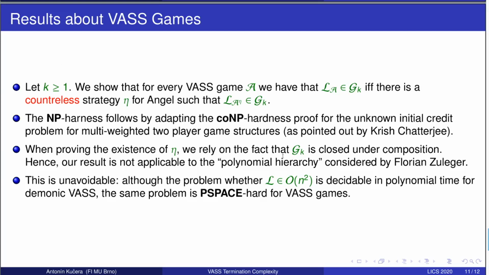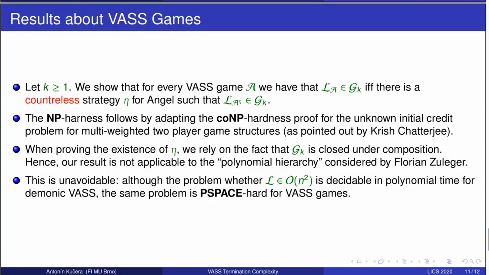This means that our result is not applicable to the polynomial hierarchy considered by Florian Zuleger in his recent work. And in fact, this is unavoidable. The proof cannot be patched. We can show that although the problem whether the termination complexity of a given demonic VASS is at most quadratic is decidable in polynomial time, the same problem for VASS games is PSPACE-hard. At the moment, it is not even known whether the problem is decidable.